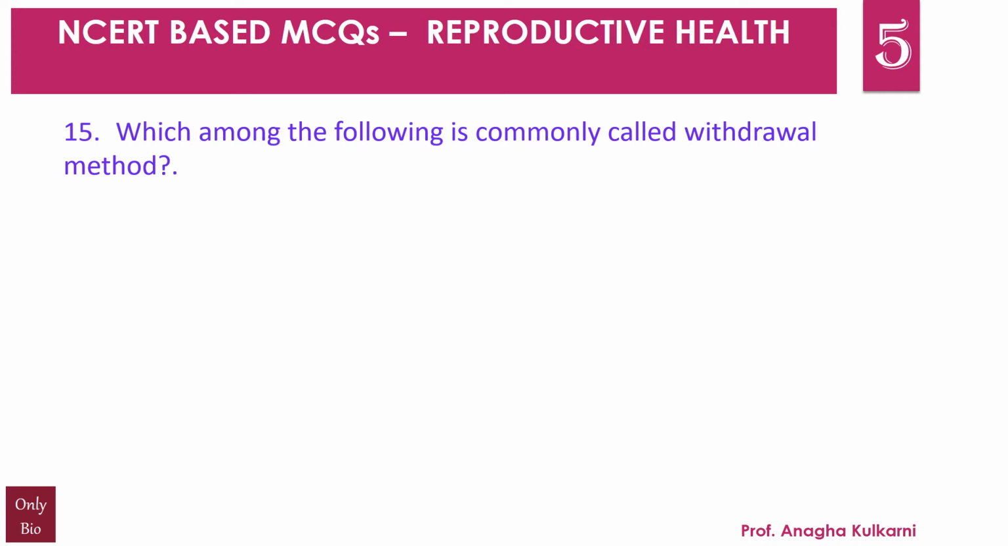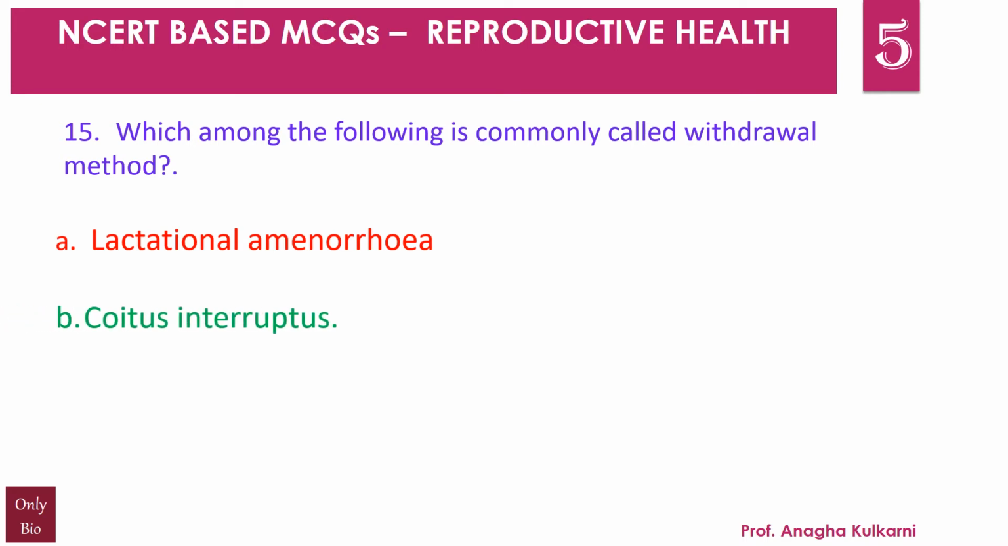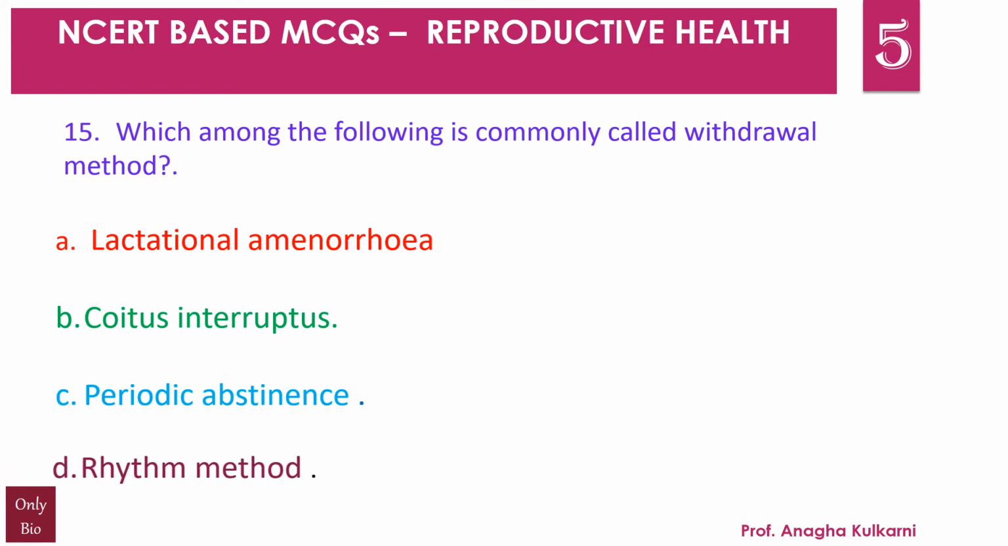Question number 15. Which among the following is commonly called the withdrawal method? A. Lactational amenorrhea. B. Coitus interruptus. C. Periodic abstinence. D. Rhythm method. And the correct answer for this question is B. So coitus interruptus refers to the withdrawal method.